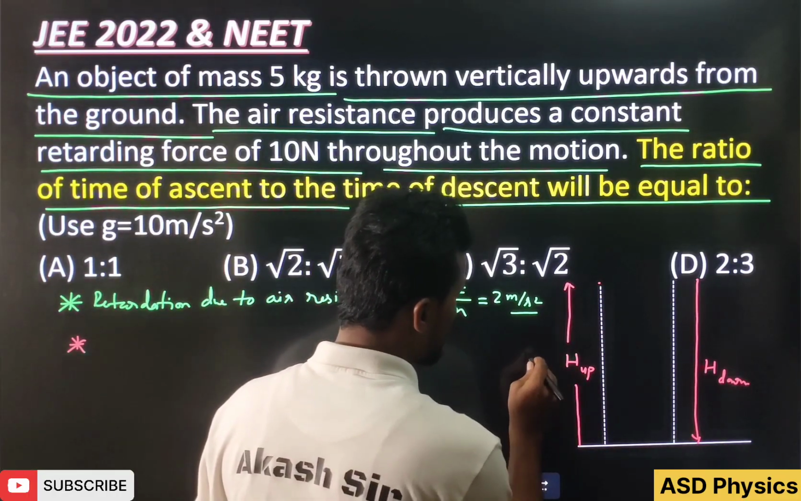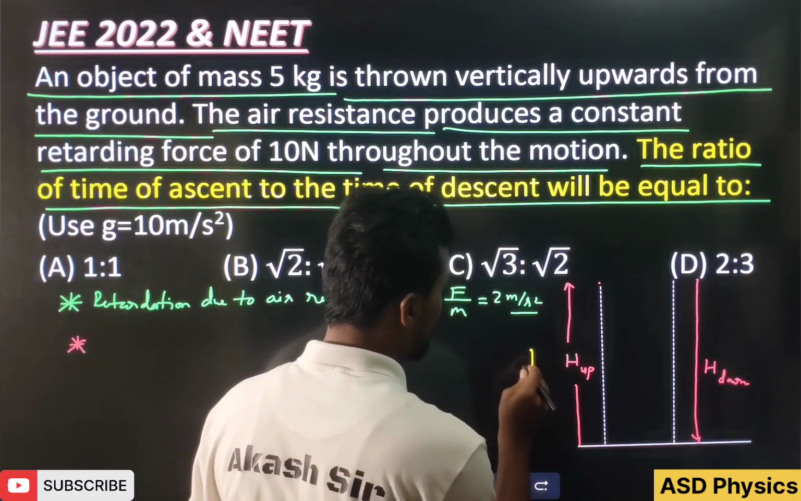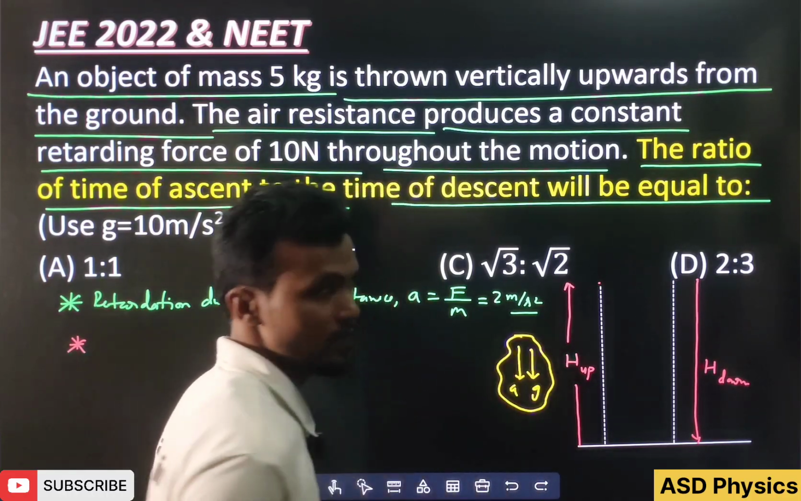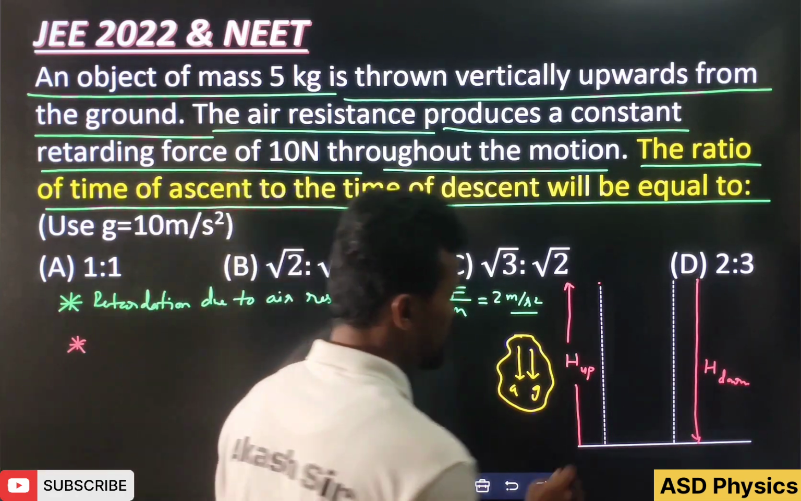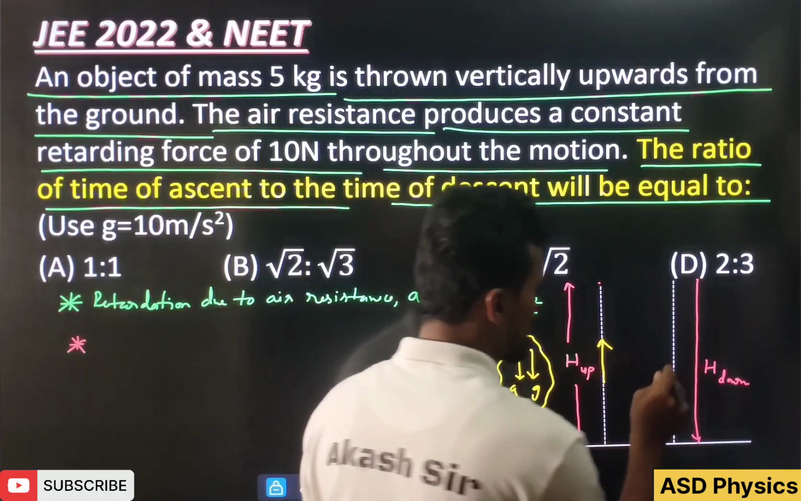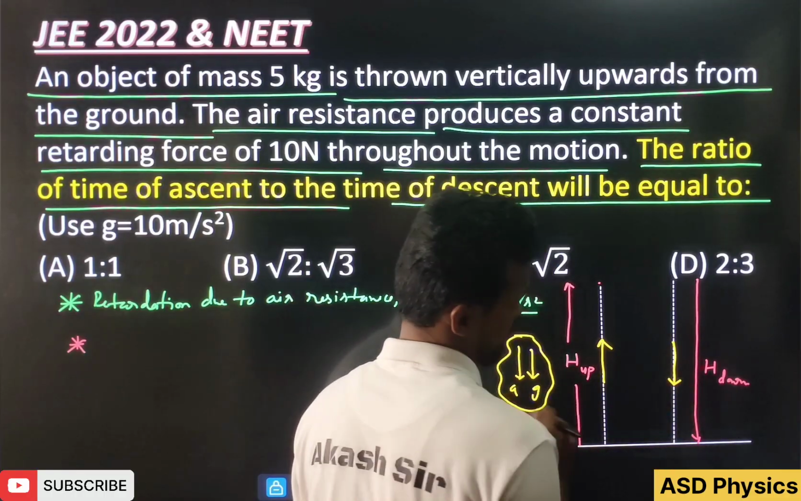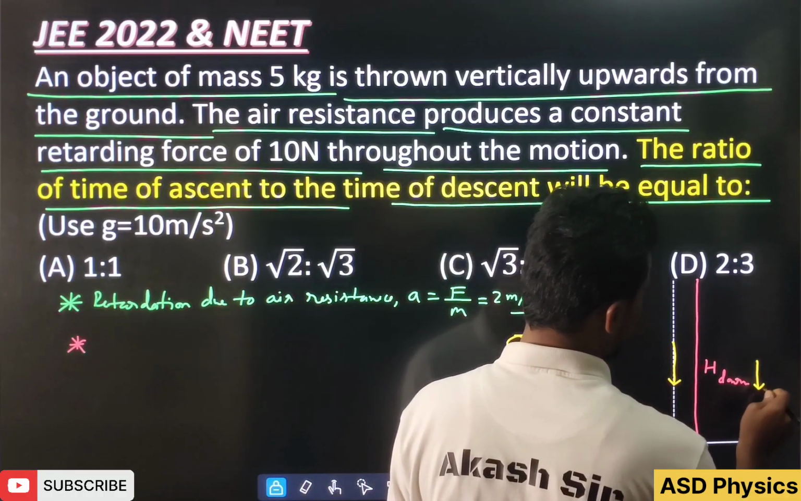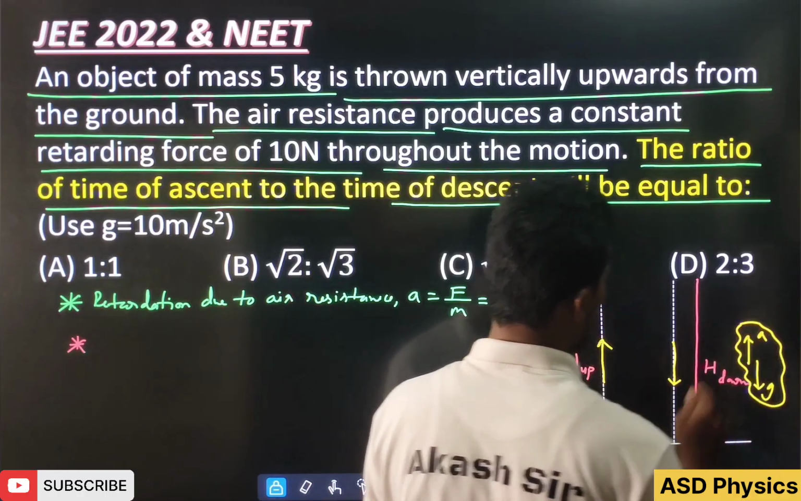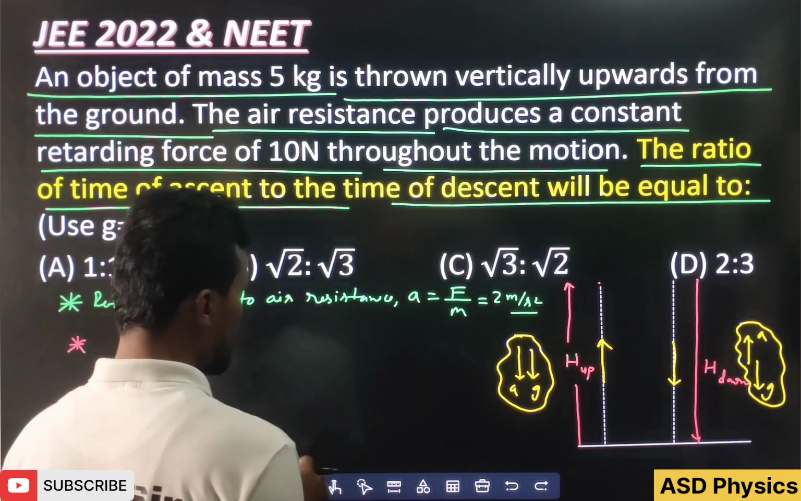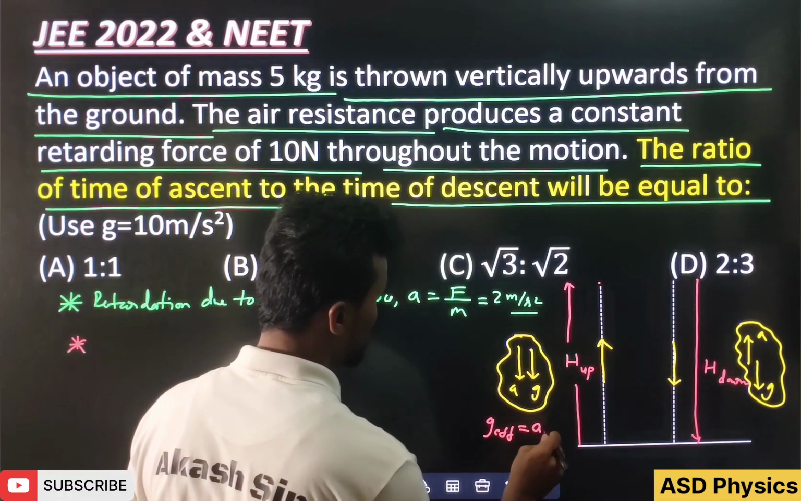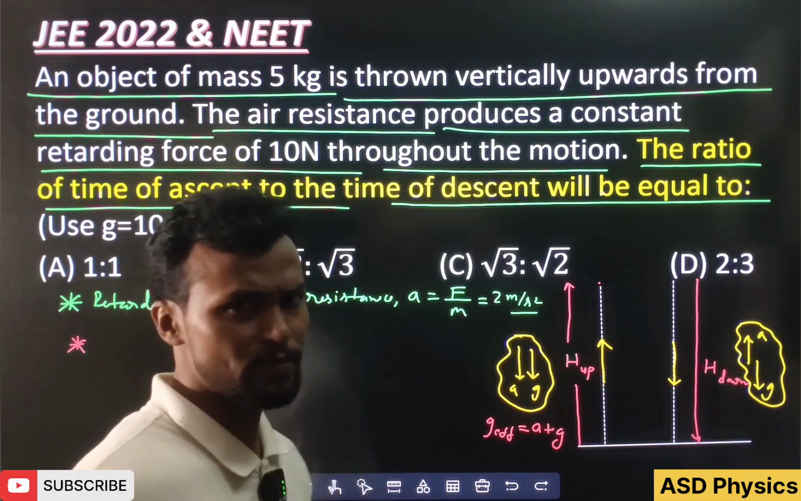When the ball is going up, you know very well gravity is downward, and air resistance is also downward here. But what will happen when the ball is going down? That time gravity will act downward, but air resistance will act in which direction? Upward direction. So remember that if I use G effective here, it will be A plus G, because both are in the same direction.